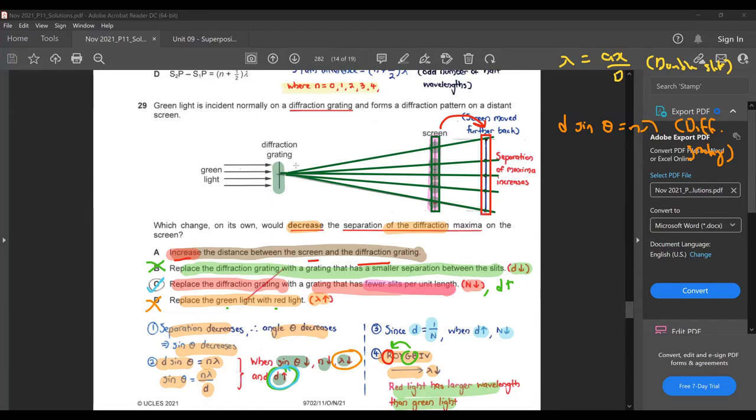But you see, because your light is diffracting in a straight line like this at an angle, the further away you are, you will notice that the separation of your maxima is actually increasing. Let's just say before, it was like this, now it's like this. It's bigger already. The question wants your separation to decrease. Putting the screen away isn't causing the separation to decrease, it's actually causing it to increase. So that's why A is wrong. This one doesn't need an equation to prove it. You can just see from the diagram itself. So 29 is C. So this one should be okay.